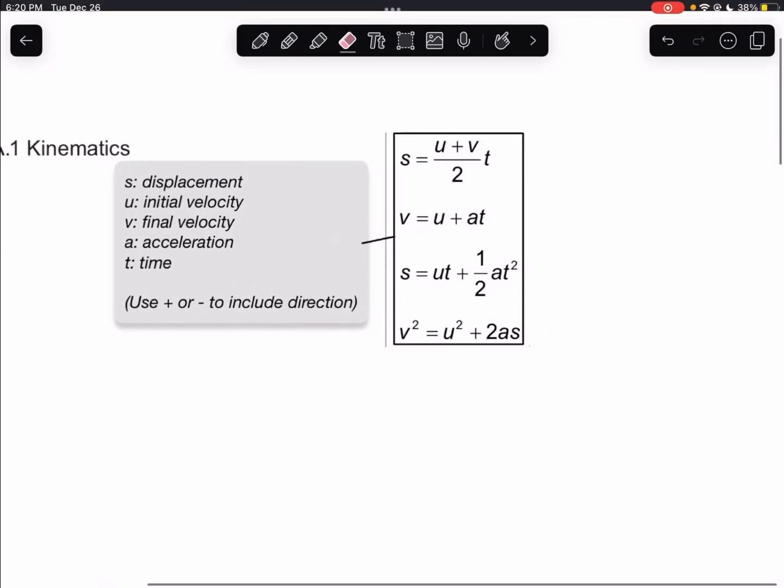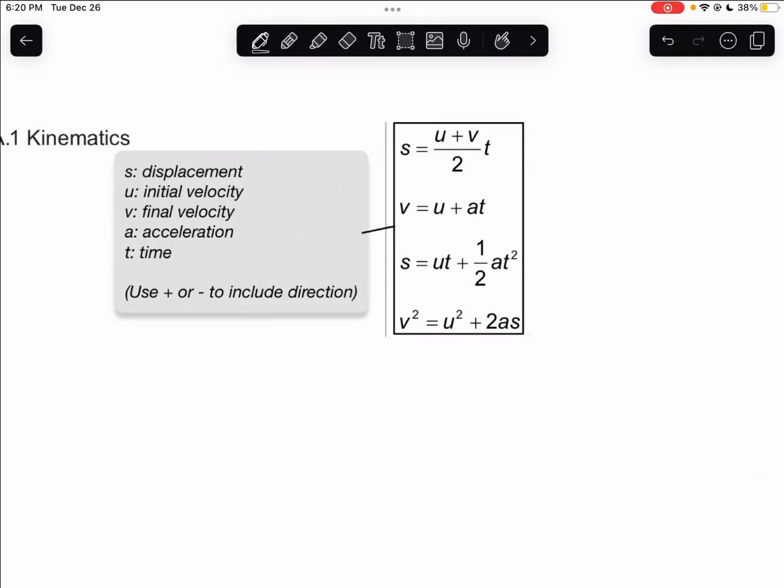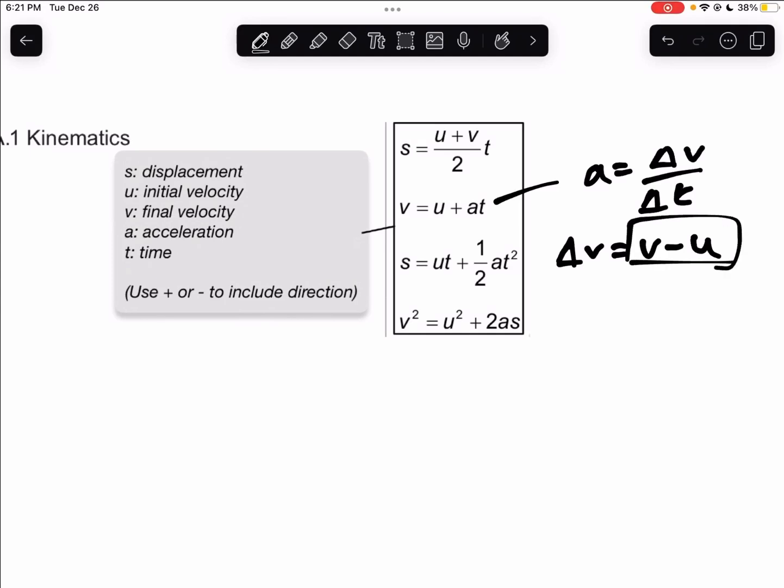Well, the second formula right here can be derived from the acceleration formula, which is A is equal to delta V over delta T. Now, we know that delta V is the difference between the initial and final velocity, which is V minus U. Now, if we plug this back into the formula, we have A is equal to V minus U over T, and we can multiply both sides and rearrange the formula to get V is equal to U plus AT.